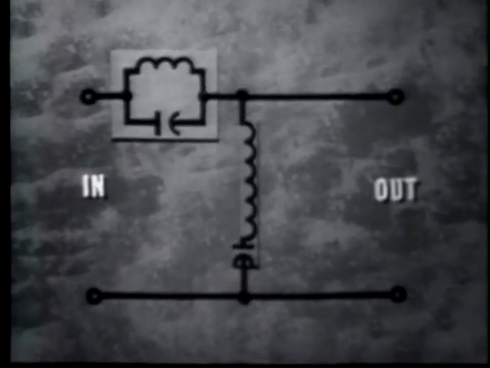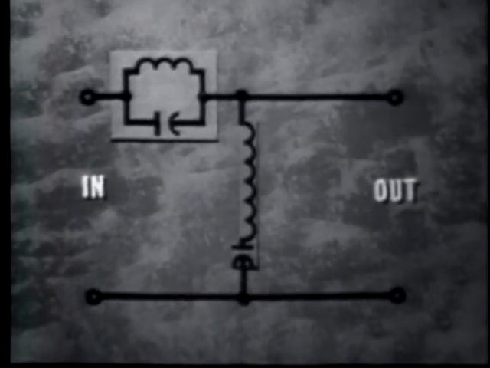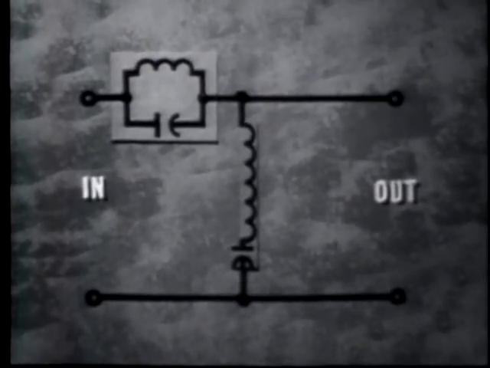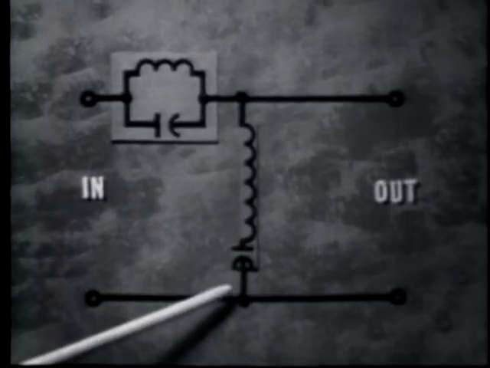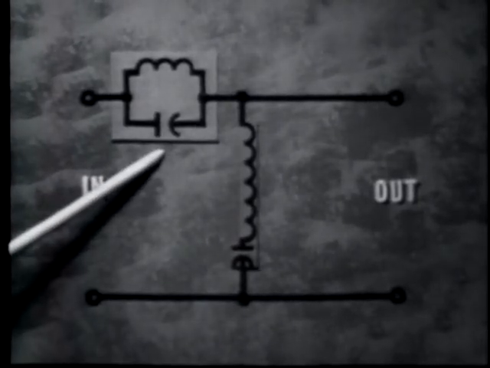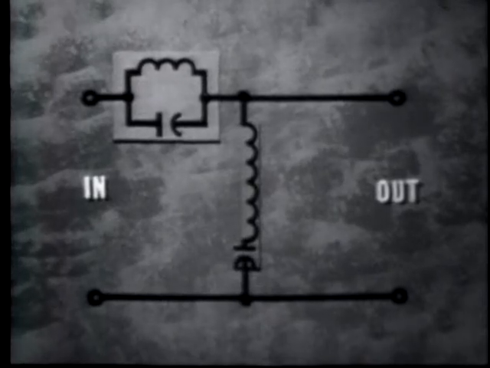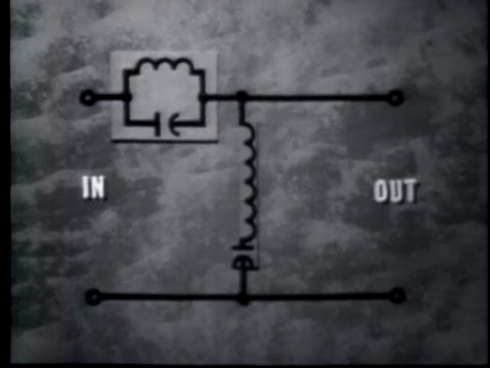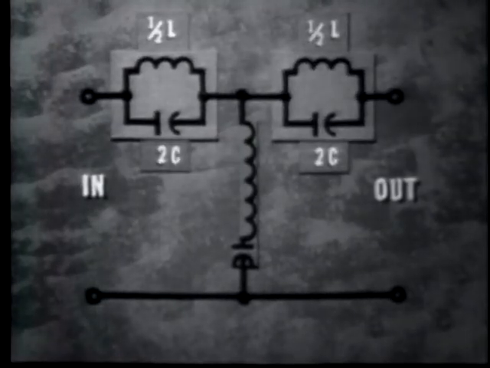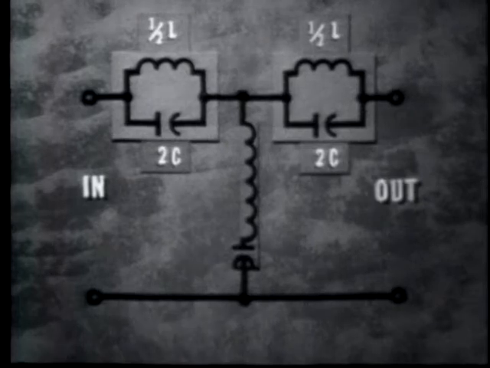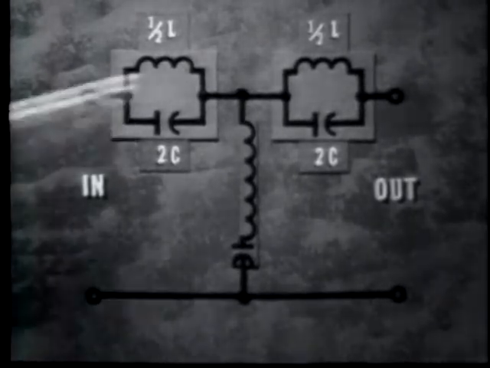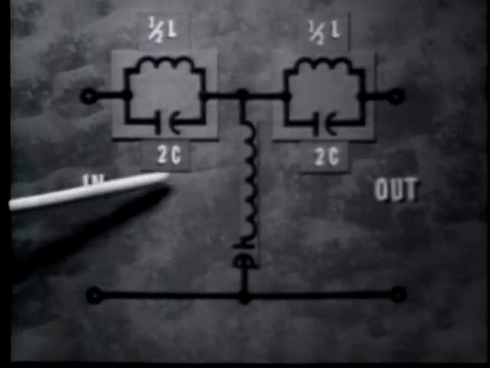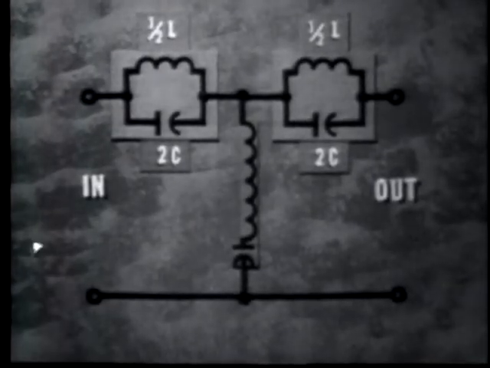And finally, we come to the band reject filter. It can also be reconfigured into a T or pi section. The basic L section band reject filter uses a parallel tank in the series position. To form a T section band reject filter will require 2 parallel tanks in the series position. Notice how total circuit inductance and capacitance are maintained by placing half the series inductance in each tank and twice the series capacitance in each tank.